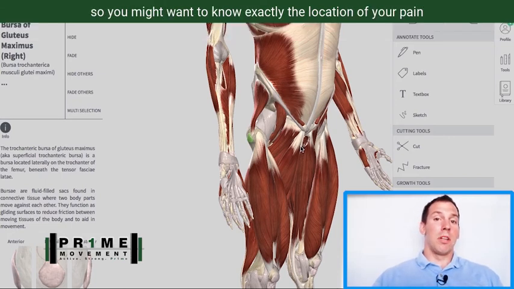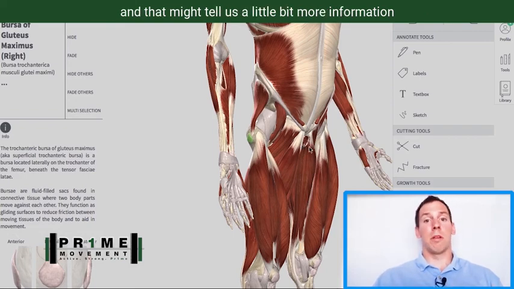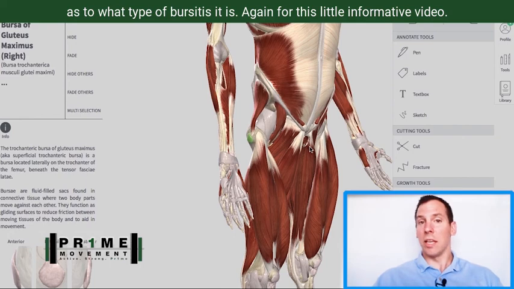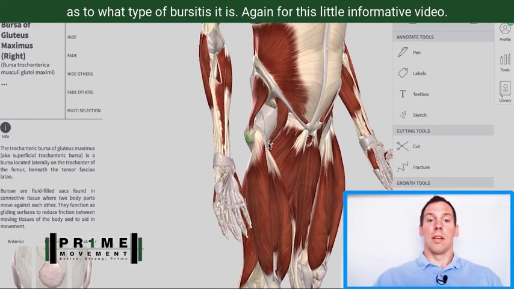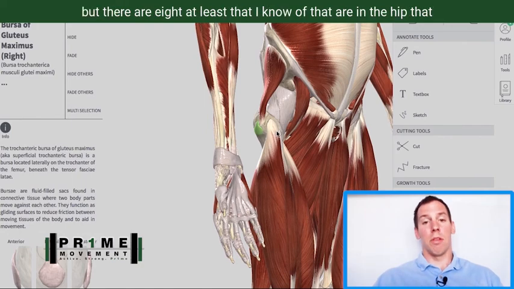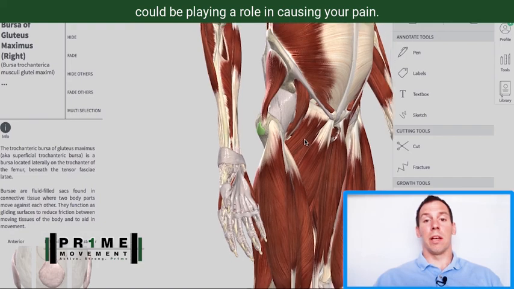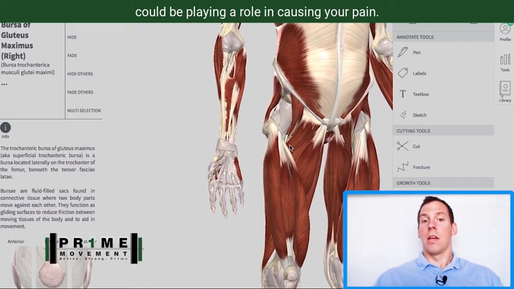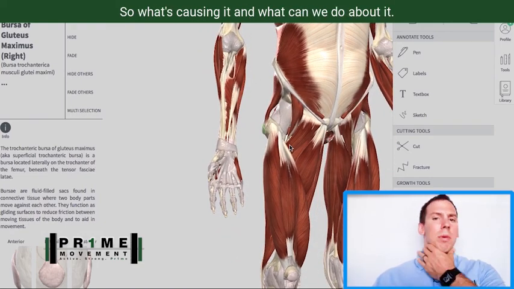So you might want to know exactly the location of your pain, and that might tell us a little bit more information as to what type of bursitis it is. Again, for this little informative video, we're going to be sticking to the trochanteric bursa, but there are 8, at least that I know of, in the hip that could be playing a role in causing your pain. So what's causing it, and what can we do about it?